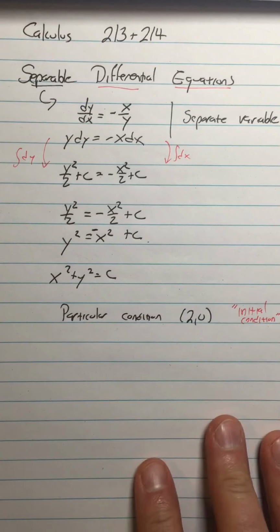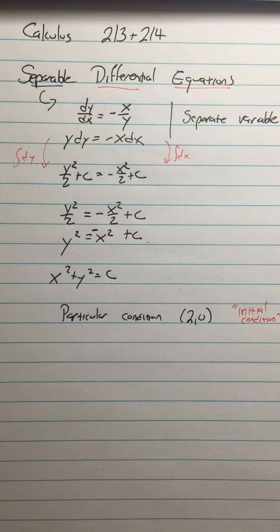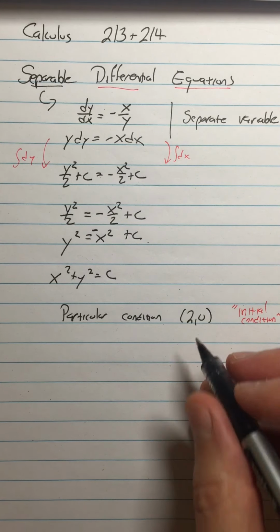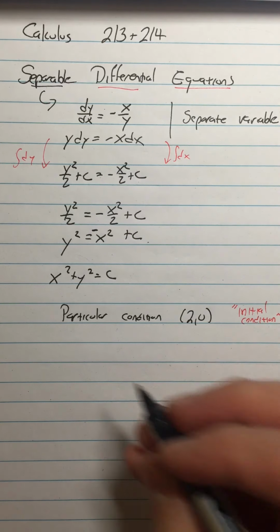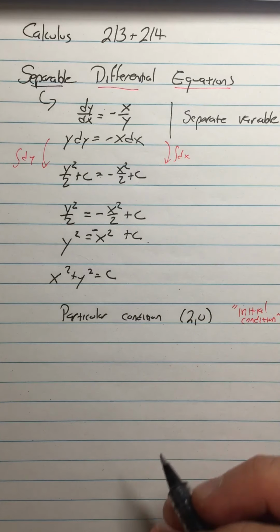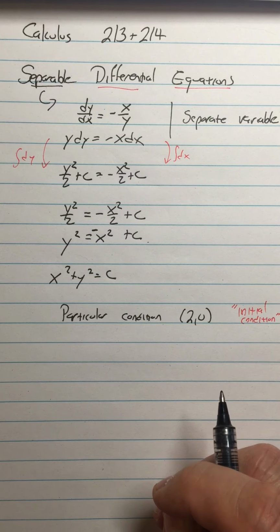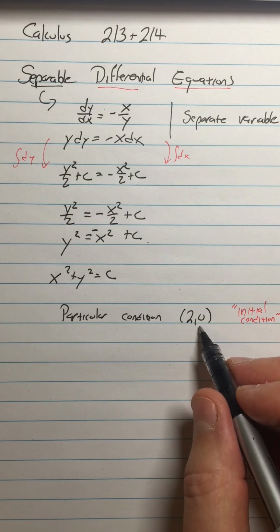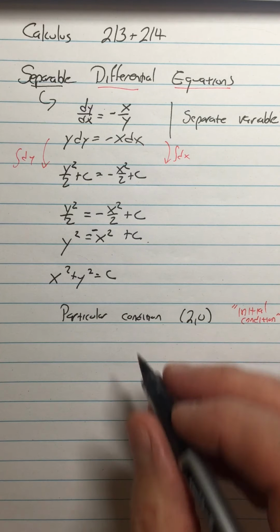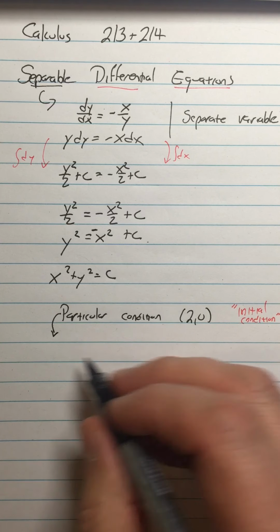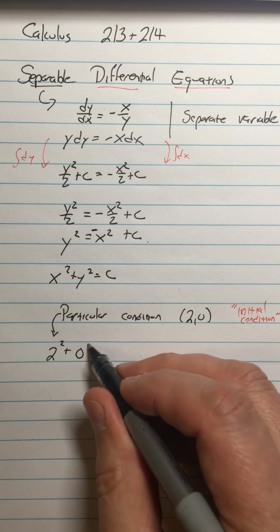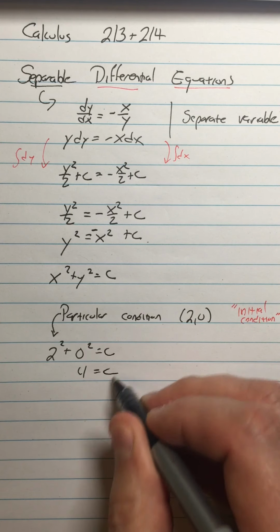So all we need to know is one particular point on the graph, and that will distinguish my solution from all the other solutions. All right. So to use that particular condition, I just do like we did with accumulation. I guess it was when we did the advanced particle motion, right? If we know a particular time, we plug that in and basically solve for the c. So using that particular condition, I can say that 2 squared plus 0 squared equals c. So now I know that the c is 4.